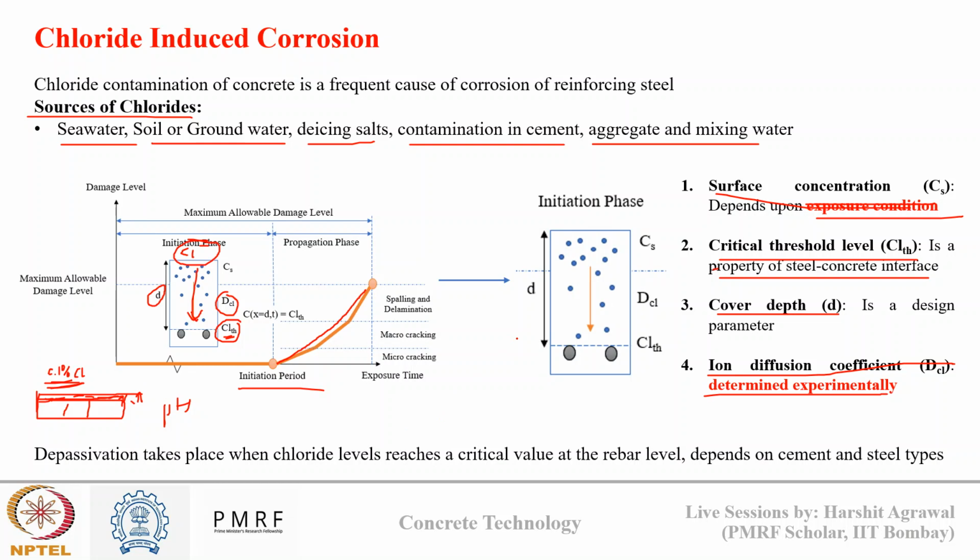The cover depth, the surface concentration of chloride, and the critical chloride threshold value we can already know during the design or from past experimental results. For example, suppose we have a sandblasted thermomechanically treated steel reinforcement, then for such a bar the critical threshold will be a fixed value. The surface chloride concentration we can know based on the exposure condition, and the cover depth we can know from the design parameter.